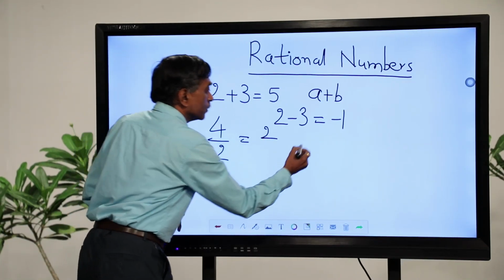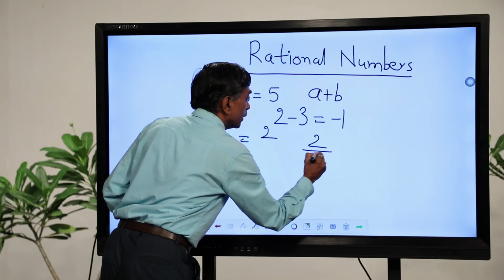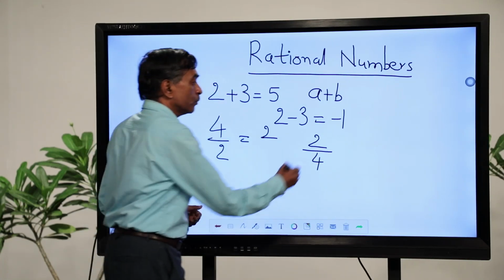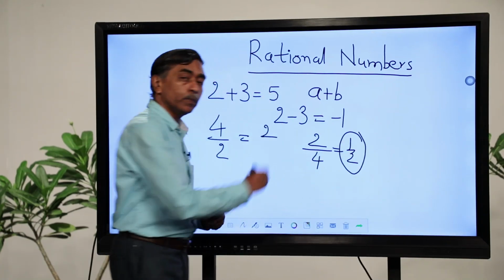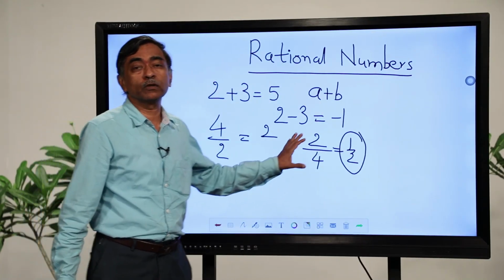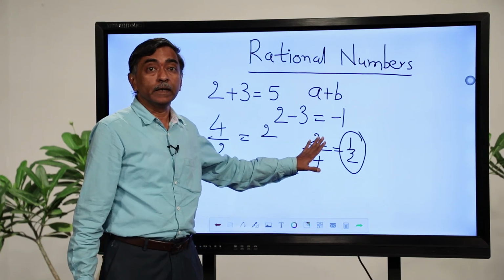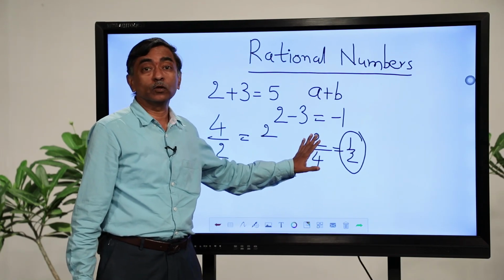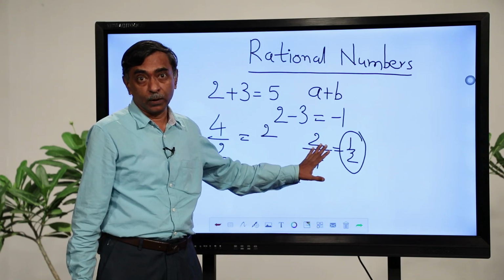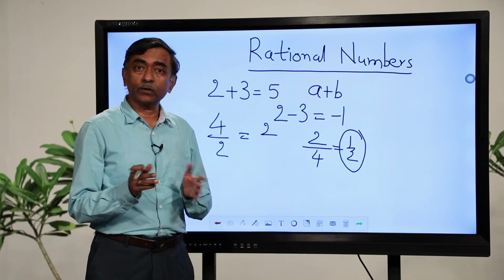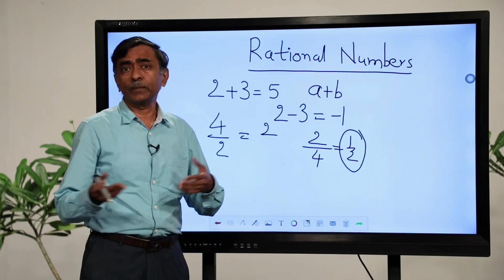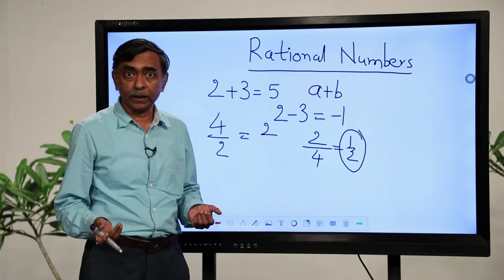Just invert it and see what you get here. 2 divided by 4 is 1 by 2. Is this 1 by 2 a whole number? This 1 by 2 is not a whole number. So, we will say that in general division is not closed for whole numbers. In this way we try to verify the different properties, and sometimes it holds for that particular collection, but many times it does not hold for that collection.